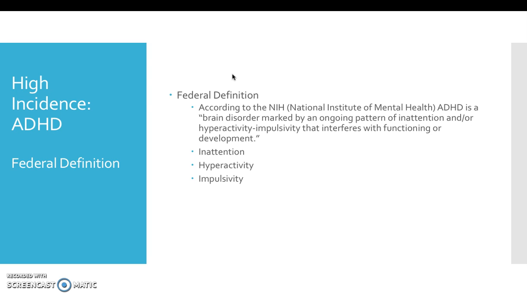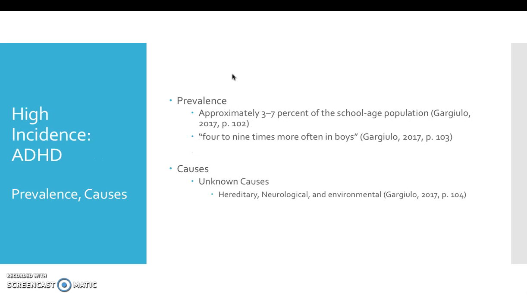For my high incidence, I chose to do ADHD. ADHD, as defined by the National Institute of Mental Health, is a brain disorder marked by an ongoing pattern of inattention, hyperactivity, and impulsivity. I don't know why I chose to do two of the most controversial ones, but this is another controversial thing. People talk about where it is coming from. Is it overdiagnosed? Is it underdiagnosed? How much hyperactivity is natural in students? I'm not going to try to dive into all that, but it is one of our high incidence disabilities.